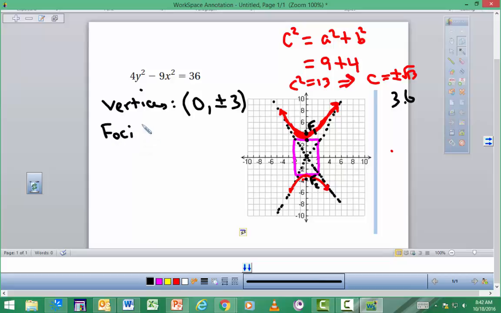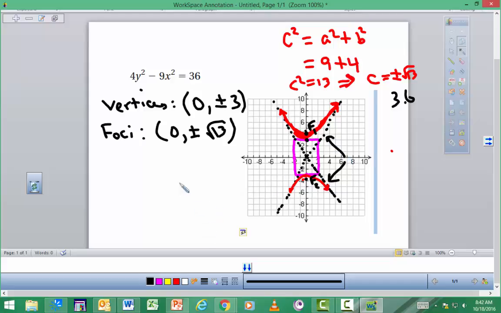The other thing they're going to ask for are the foci. So we can put in our focal points. And again, the x coordinate is going to be 0. And this time we're going to say plus or minus the square root of 13, because one of them is up this way, that's the positive square root of 13, and that's the negative square root of 13. So there's those. The third thing they're going to ask is, what are the equations for these 2 asymptotes?